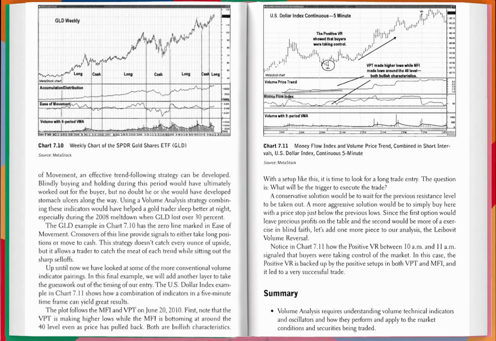The question is, what will be the trigger to execute the trade? A conservative solution would be to wait for the previous resistance level to be taken out. A more aggressive solution would be to simply buy here with a price stop just below the previous lows. Since the first option would leave precious profits on the table, and the second would be more of an exercise in blind faith, let's add one more piece to our analysis: the Leibovit volume reversal.